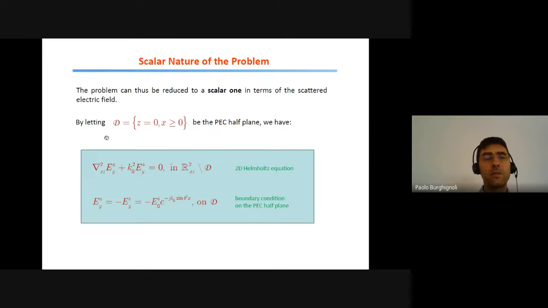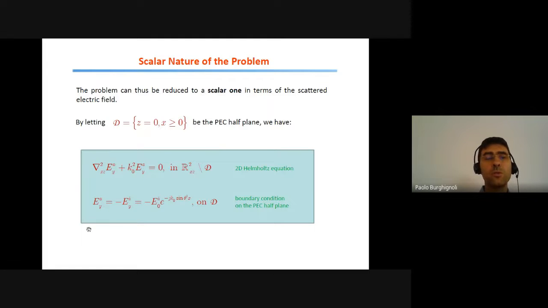then the formulation of the problem involves, as you may suspect, the ubiquitous two-dimensional Helmholtz equation, that is the Laplacian, made with respect to the transverse variables x and z of the unknown, that is the y component of the scattered electric field, plus k0 squared times the unknown, equal to 0. And this holds everywhere in the xz plane, with the exception of the perfectly conducting half plane, where we have discontinuities. And on that half plane, instead, we will enforce a boundary condition.